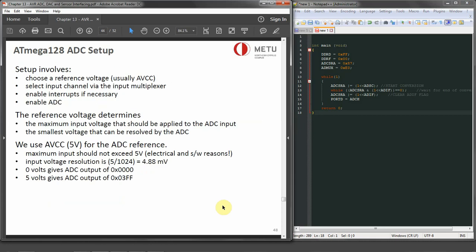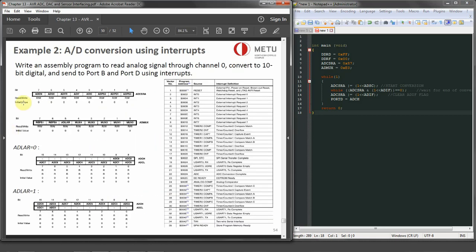And there's one more example. It says write an assembly program to read an analog signal through channel 0, convert it to 10-bit digital, and send it to port B and port D using interrupts. The frequency is not given. Let us assume it as 16 megahertz again, so we can use a prescaler of 128 to achieve less than 200 kilohertz. We have to enable the ADEN bit.